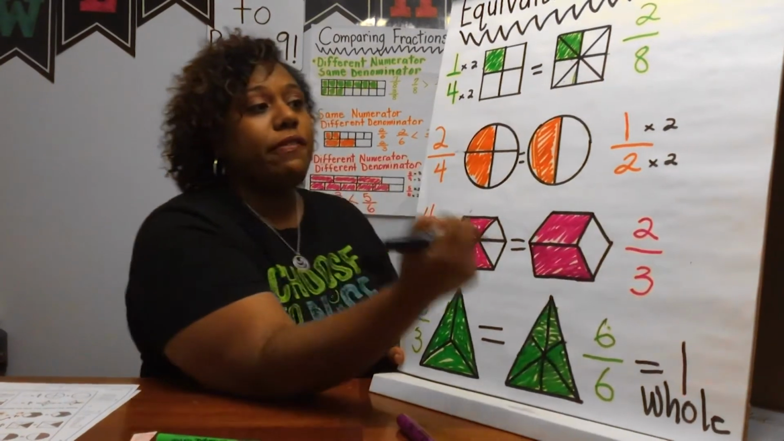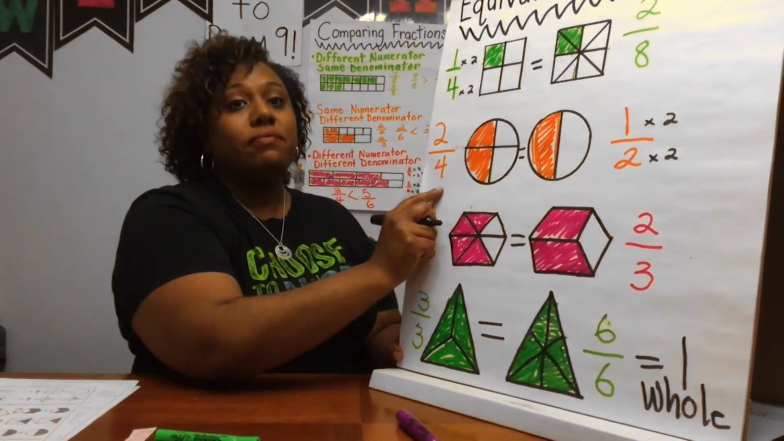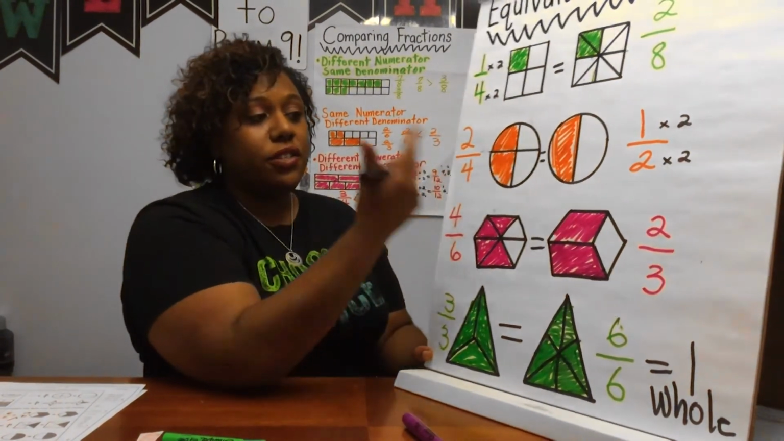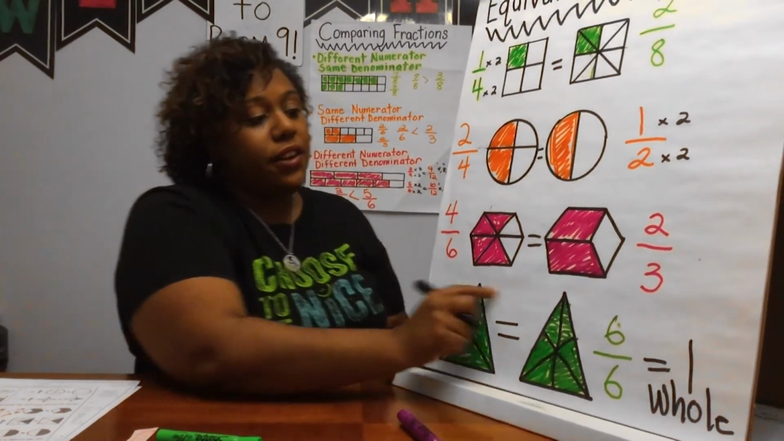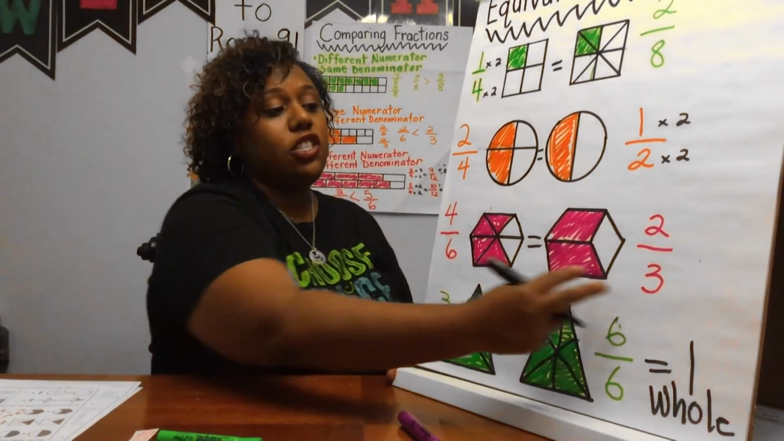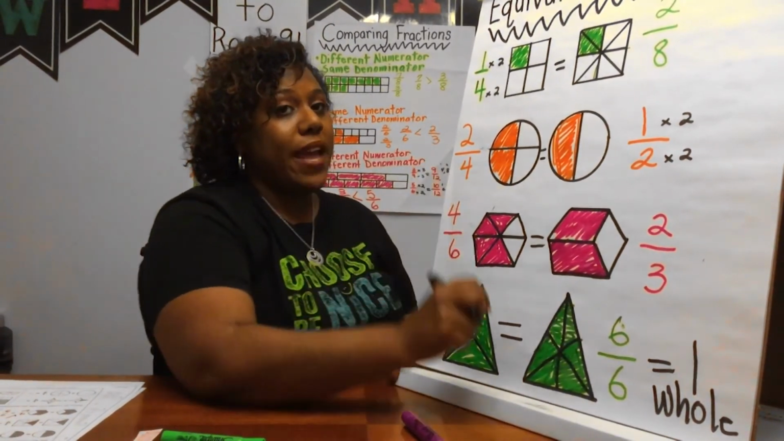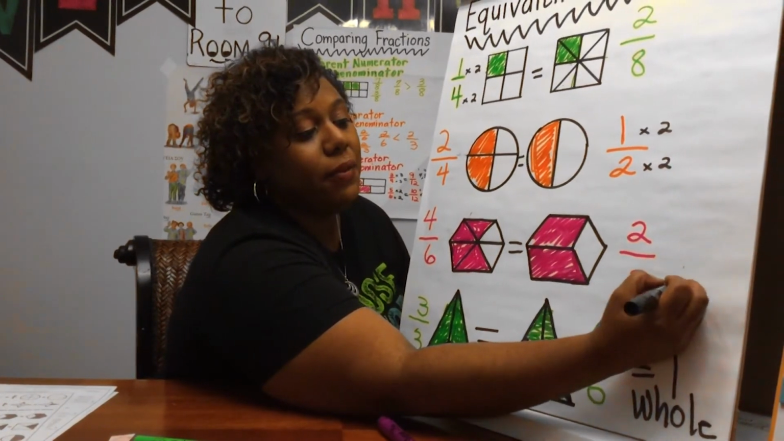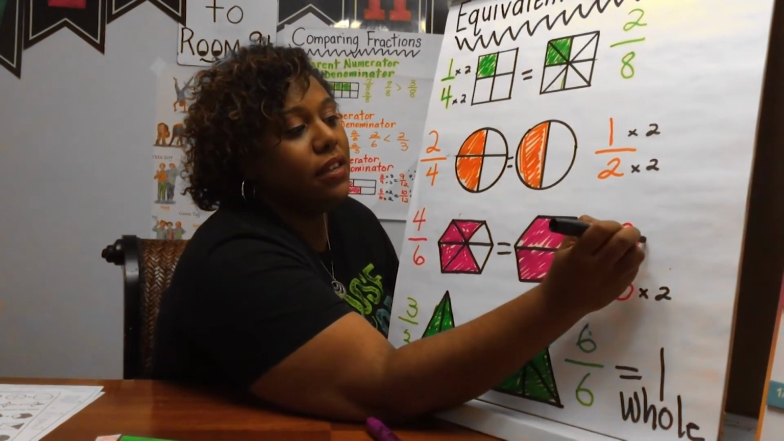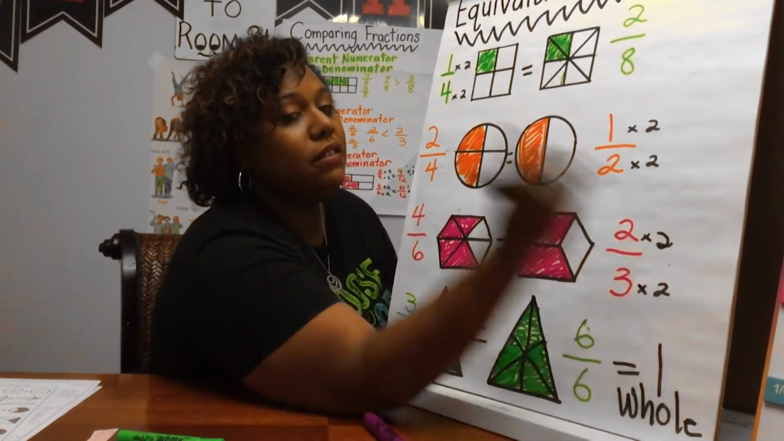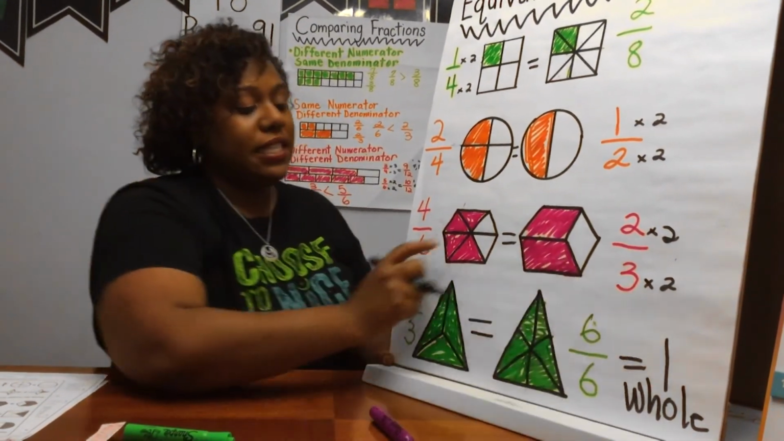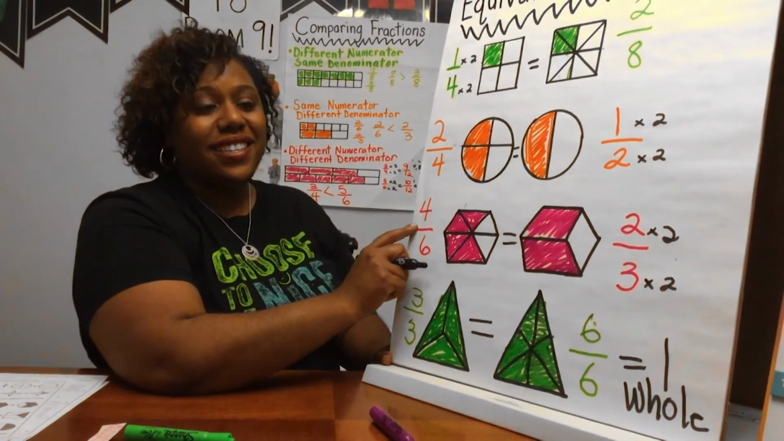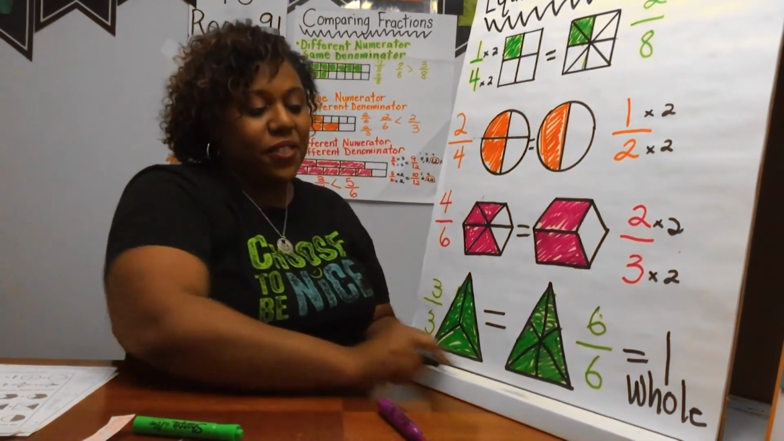times 2. Is this true or false? 2 times 2 is 4. It's true. True or false? 1 times 2 is 2. It's true. Very good. Let's look here. 6 and 3. Do you need to change both or just one? Very good. You would change just the 3. 3 times 2 and 2 times 2. True or false? 3 times 2 is 6. It's true. And 2 times 2 is 4. It's true. What about here?